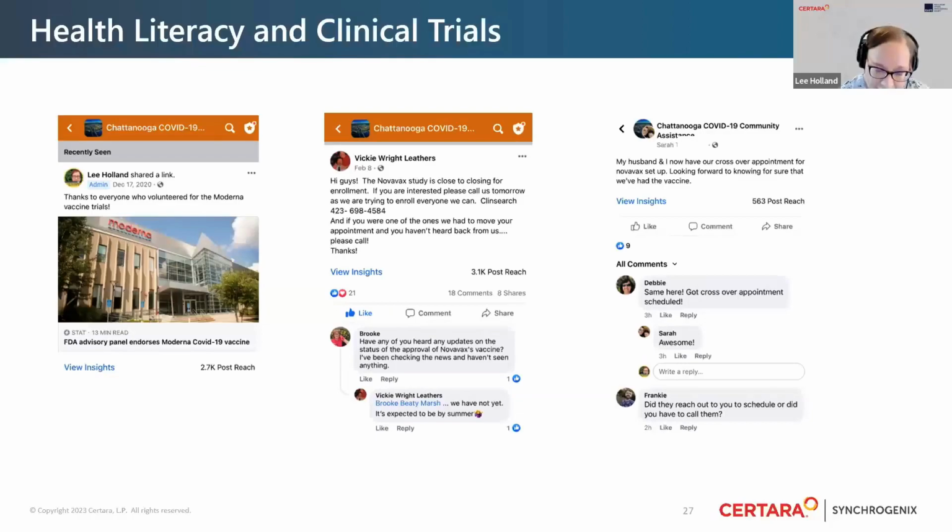I spent a lot of time answering questions from the community about what a crossover trial was, what blinding was, and why they needed to get a second injection. And here, people are saying, hey, I'm excited, I have my crossover appointment. I'm getting to go back in and I'm getting the vaccine now. And this is something I'm very proud of because in Chattanooga, Tennessee, members of the public were talking about crossovers in a clinical trial and what it meant. And hopefully the work that we did helped with retention, because people were willing to go back a second time to ClinSearch and get that second injection.